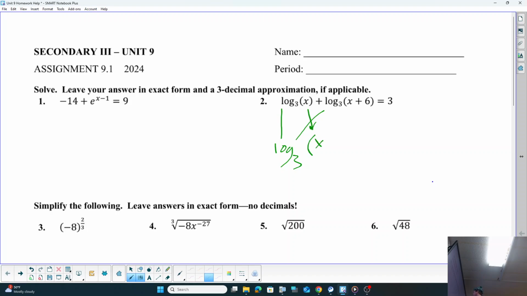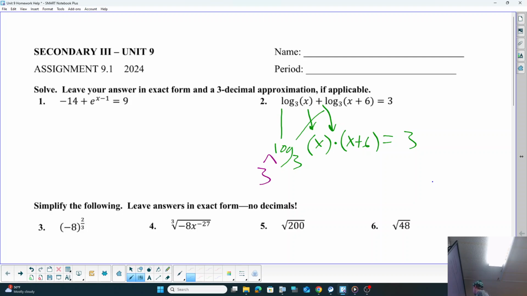So we have x. Remember that addition becomes multiplication. Now we've condensed it, and that's fantastic because now you're one step closer to solving it. So do you remember how we undo log base 3 to the other side? To undo log base 3, you put a 3 underneath it and raise it up.